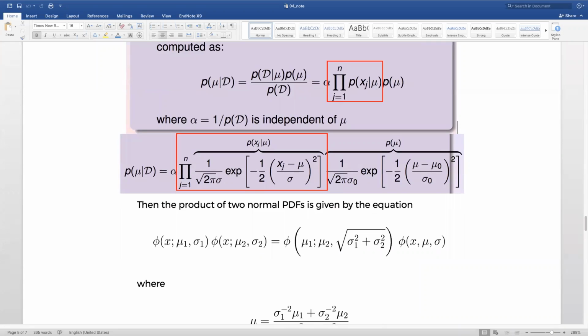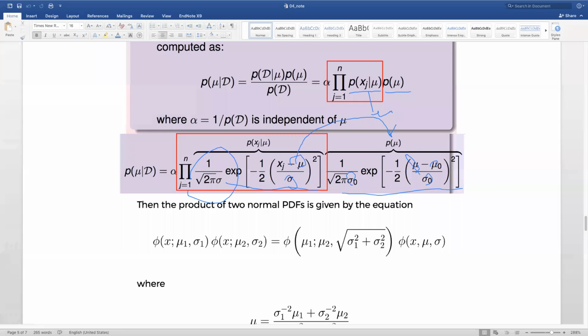Now, what is P? P is a Gaussian distribution, with a constant and an exponential of xj minus mu and sigma. This is because each data item's probability follows mu and sigma, but this mu itself follows another distribution, which is a prior. So the prior is here: mu follows mu0 and sigma 0.